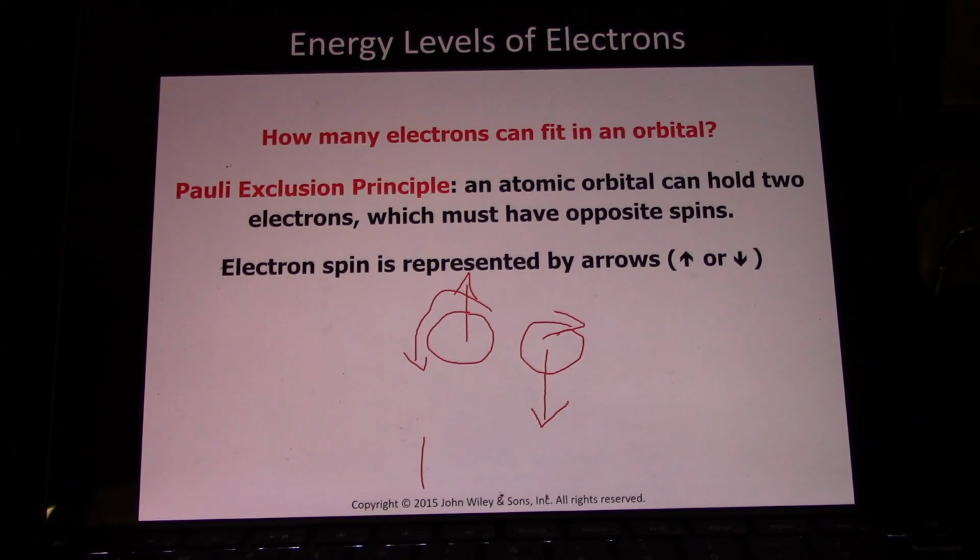You can have two electrons in an orbital, but they must have opposite spins. That's the Pauli exclusion principle. You can never, ever, ever have two electrons of the same spin in the same orbital. It is quantumly forbidden.